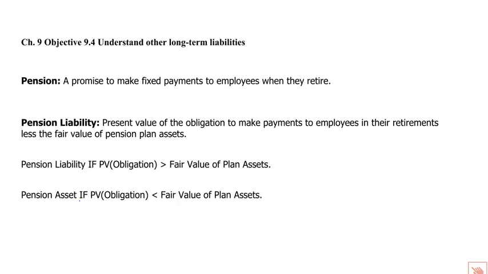For objective 9.4 of Chapter 9, we're going to talk about a couple of other long-term liabilities. First, we're going to talk about a pension. A pension is a promise from a corporation, well, it could be from a government, but we're talking about corporate reporting. It's a promise to make fixed payments to employees when they retire. So these payments are based upon a formula.